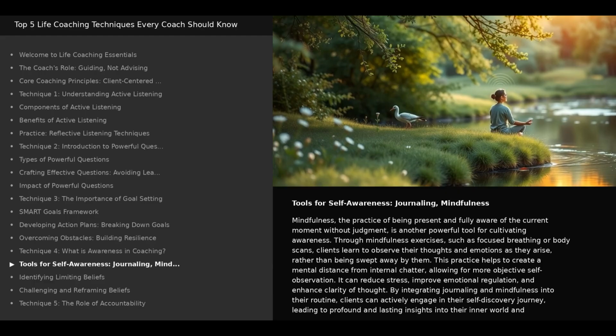By integrating journaling and mindfulness into their routine, clients can actively engage in their self-discovery journey, leading to profound and lasting insights into their inner world and external behaviors.